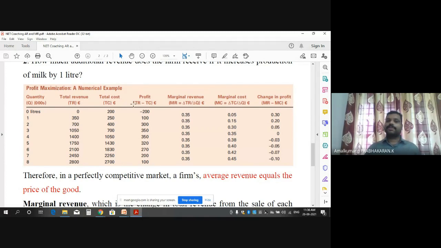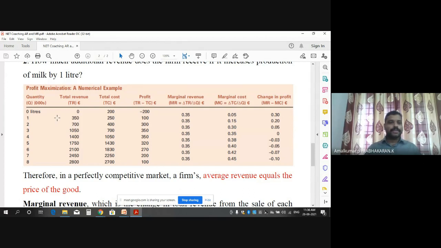Then this is the total cost. In case of 0 liters, with no production, the total revenue is nil. But the total cost is still 200. That is a fixed cost. So profit means total revenue minus total cost. 0 minus 200, we get negative 200. That is a loss.